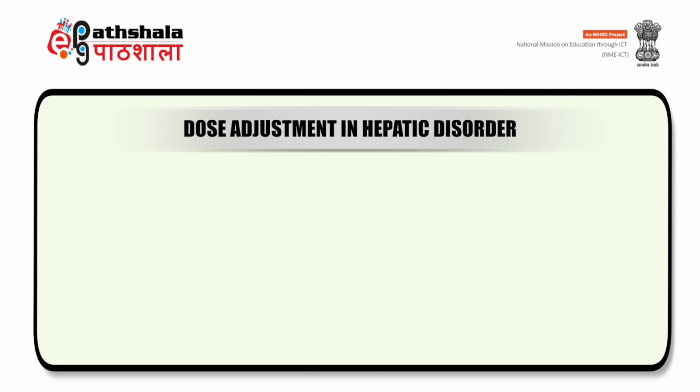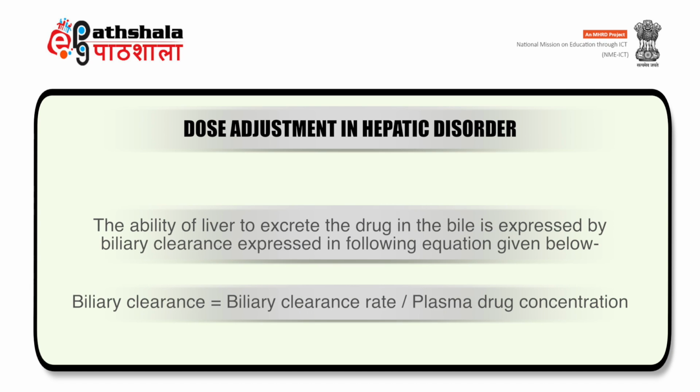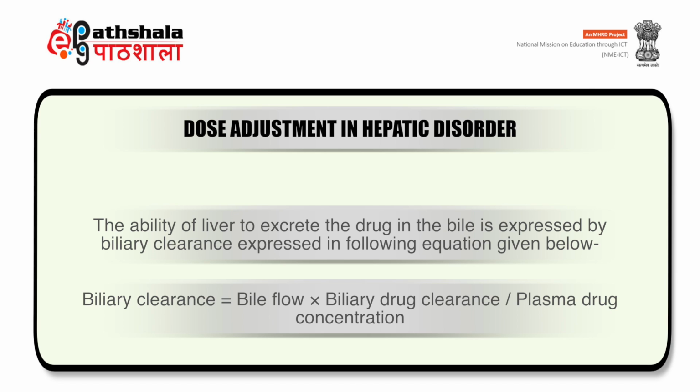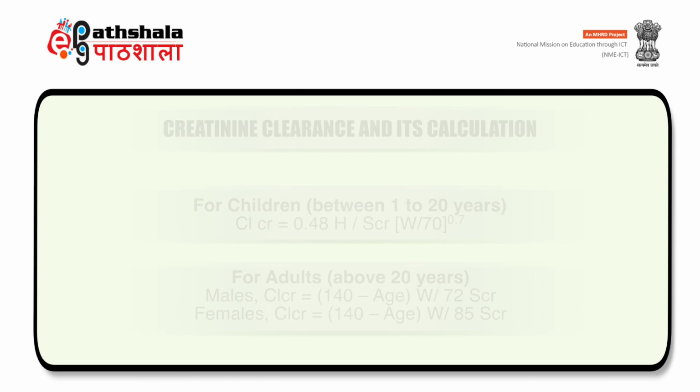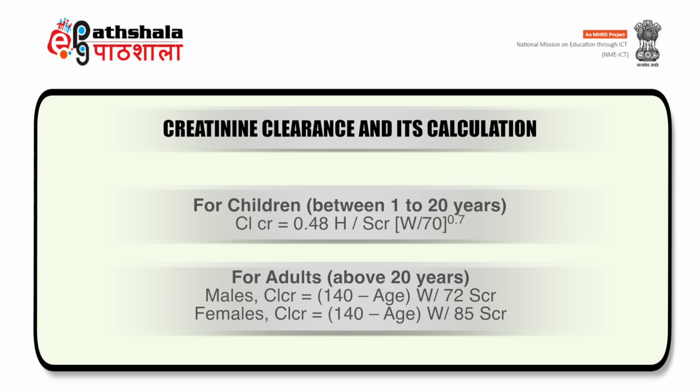Next was the dose adjustment in hepatic failure or hepatic disorder. The ability of the liver to excrete the drug in the bile is expressed by biliary clearance, which is expressed in the equation in which biliary clearance is equal to biliary clearance rate divided by plasma drug concentration. This can also be calculated when bile flow is multiplied by biliary drug concentration, which is divided by plasma drug concentration. The next slide describes the creatinine clearance and its calculation for children and for adults.